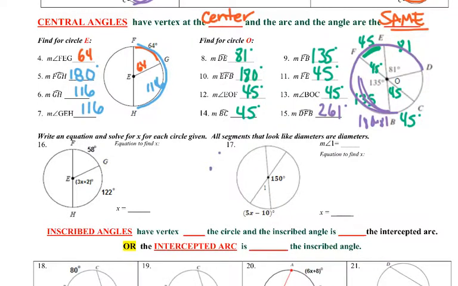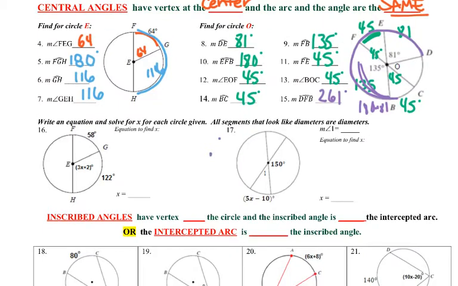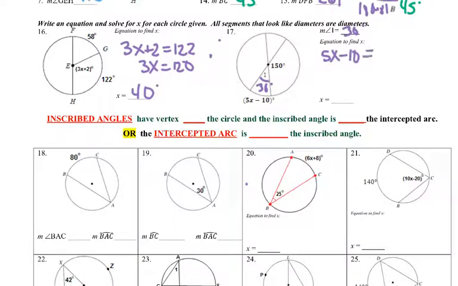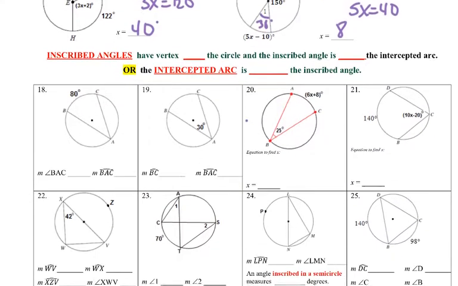Next one, we're going to write a little equation, right? Again, central angles are the same. So what I notice here is that the 3x plus 2 is going to equal 122, so 3x is 120, so x is 40. Here, angle 1 is going to be 30 degrees because I subtracted 150 from 180. So 5x minus 10 equals 30 degrees. 5x is 40, so x is 8. Central angles are the same.